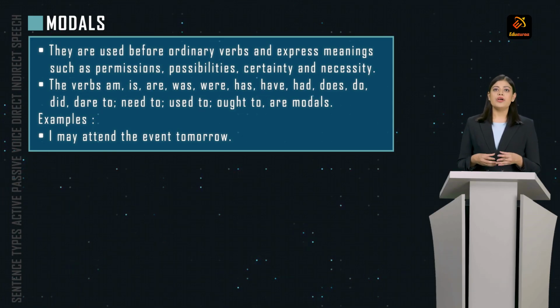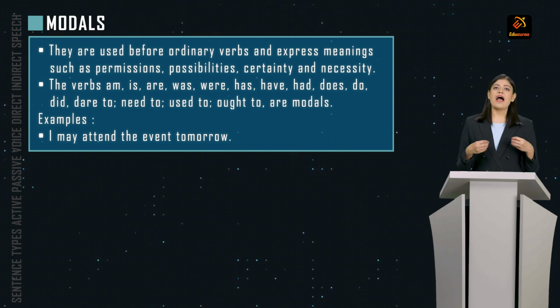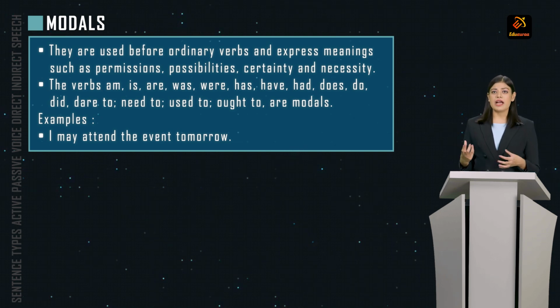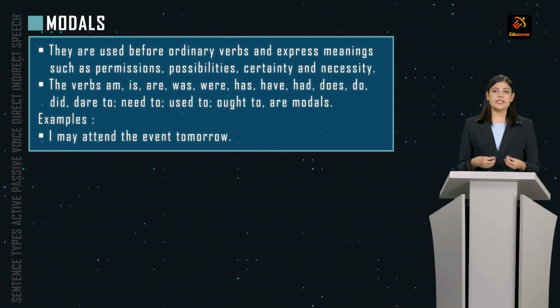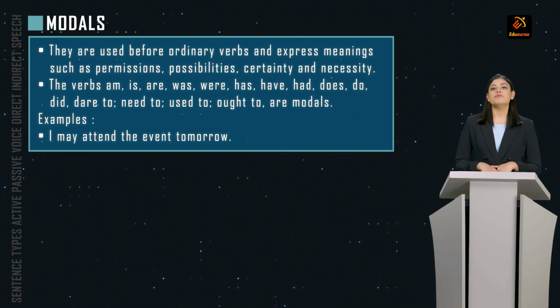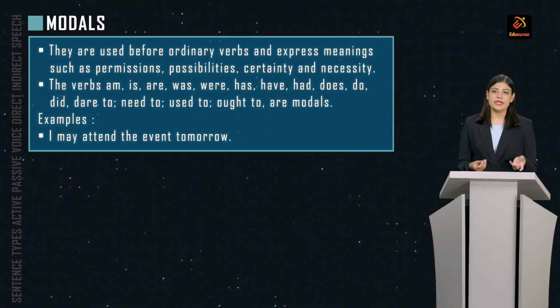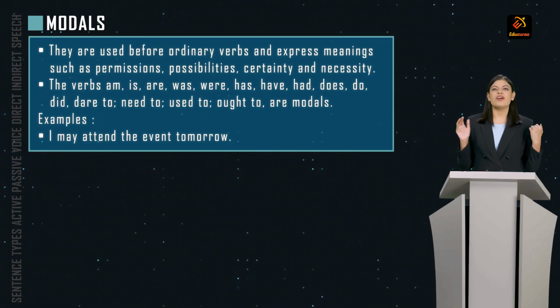That shows ability. Ability means I have the availability, I have the freedom to attend. Whether I will or whether I won't is not something I'm going to tell you right now. But I do have the capability of attending the event. I can if I want to. What if I change the can to should? I should attend the event tomorrow.